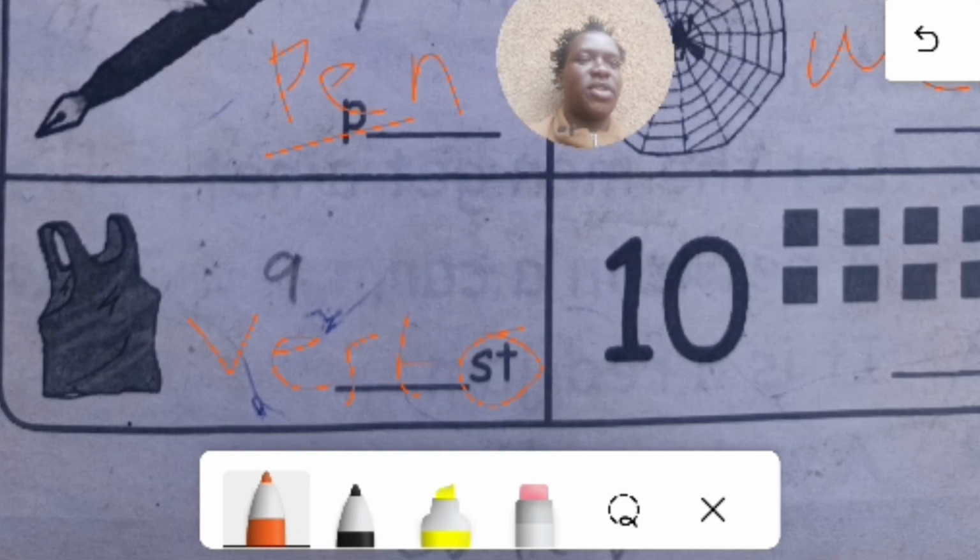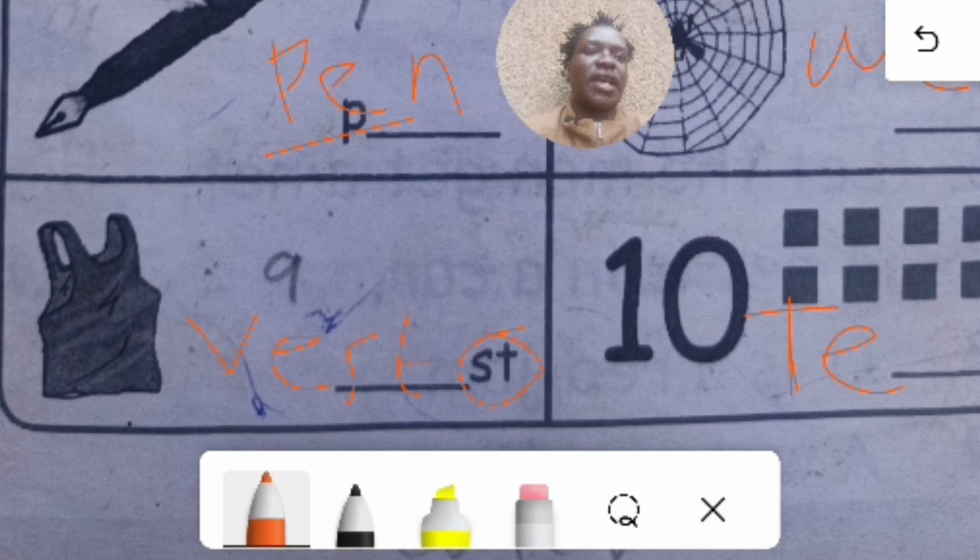And then what about this one, picture number 10? As you can see, picture number 10, it starts with consonant T, okay? Yeah, T, vowel E, that is te, okay? Te plus N becomes ten. Let me hope that you got it.